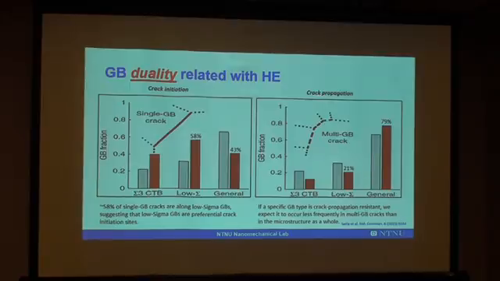However, for crack propagation, it's actually the multi grain boundary cracks. We can find that about 21% of the cracks are along low sigma grain boundaries, while for general grain boundaries, it's about 79%. So if a specific grain boundary type is crack propagation resistant, we can expect it to occur less frequently in multi grain boundary cracks than in the microstructure as a whole.